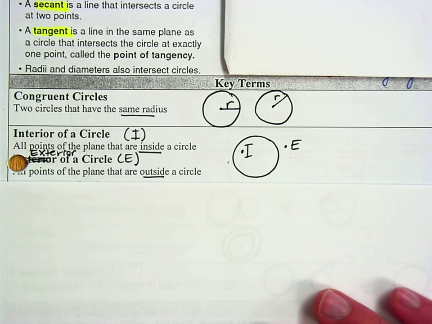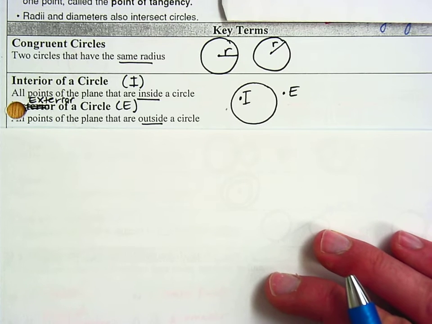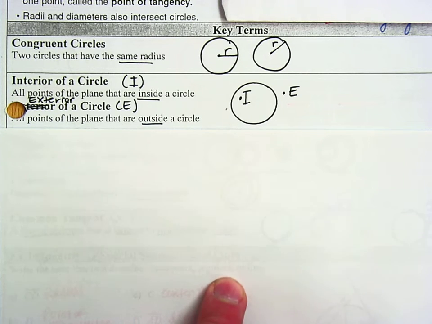We also need to make sure that we keep straight what the interior of the circle is. So the interior of a circle is inside the circle, and the exterior of a circle is outside of the circle. And that's pretty simple, but we want to make sure that we keep track of that because some questions are going to ask us to find the area inside the circle or in the interior, or the area outside or in the exterior.